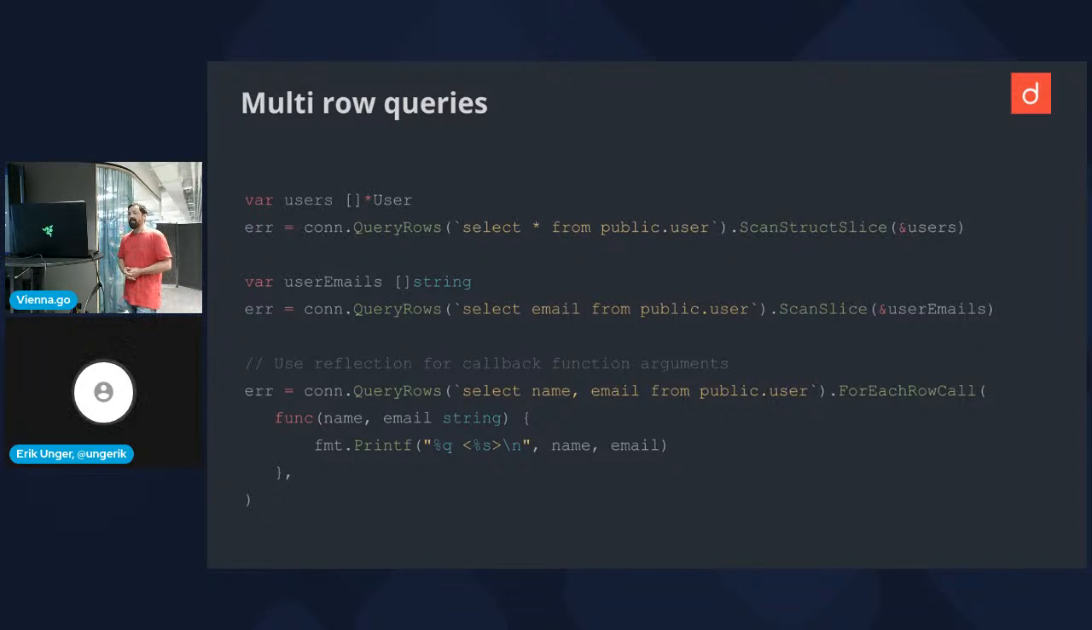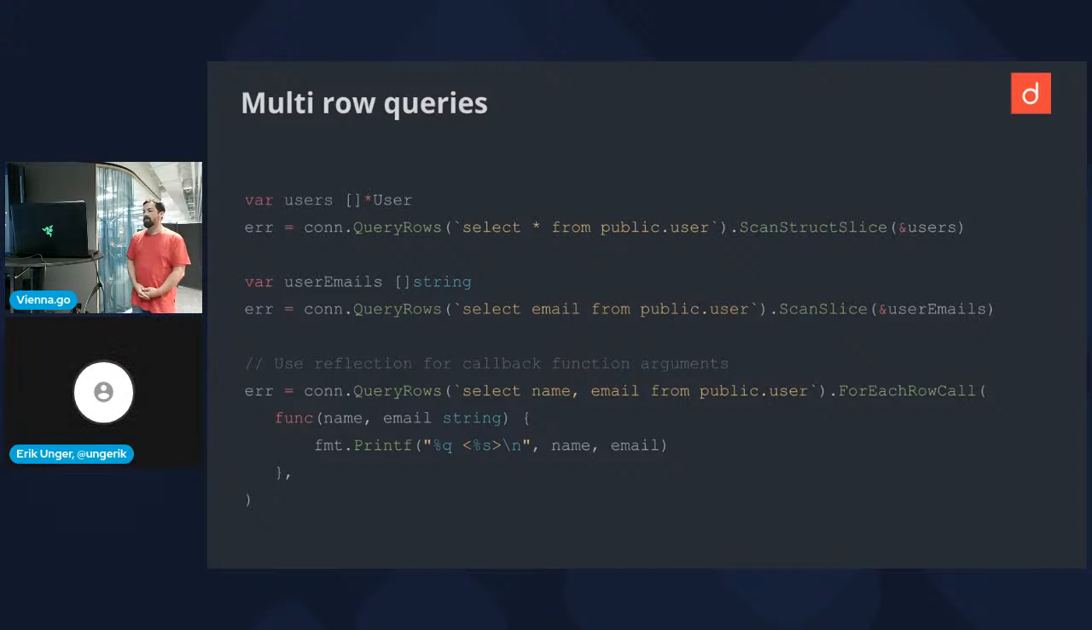Where it gets a little more interesting is if you query more than one row. What we discovered is that very often you scan your table into a slice of structs. That's the standard application. For that, we have this scan struct slice. If you're just querying one column, you can scan into a slice directly. And if you don't want to use slices for some reason, because it's very big, or you want to do it some other way, you can use a callback.